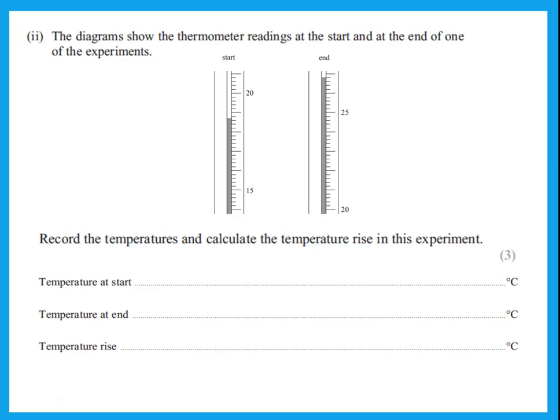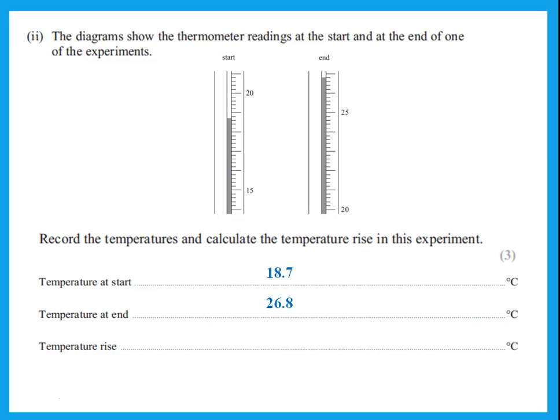The diagrams show the thermometer readings at the start and at the end of one of the experiments. So, record the temperatures and calculate the temperature rise in this experiment. These are typical questions, so you should be able to solve them. Temperature at the start, you should read the thermometer. And please read it accurately. Were you able to read it accurately? This is 18.7 because you have 15, 16, 17, 18, and then between them that's 2, so it's 18.2, 4, 6, it's 0.7, between 0.6 and 0.8.